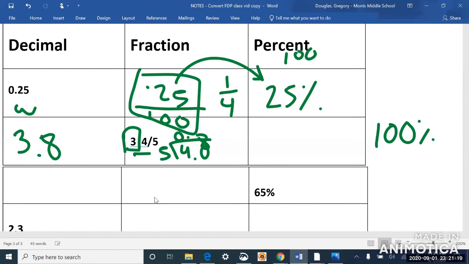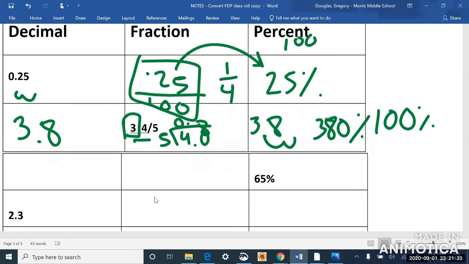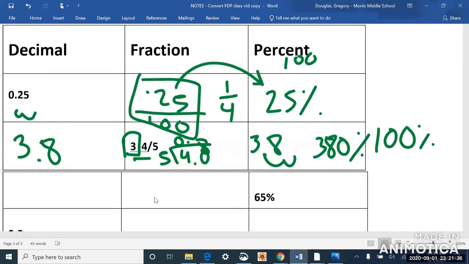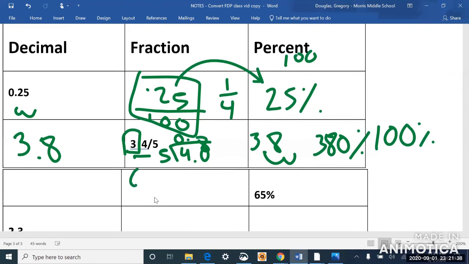So we're supposed to move the decimal 2 spaces. So this is actually 380%. You just move the decimal 2 spaces, guys. Okay, and then let's do one more, changing percent to fraction and percent to decimal. Percent to fraction, percent means per 100.